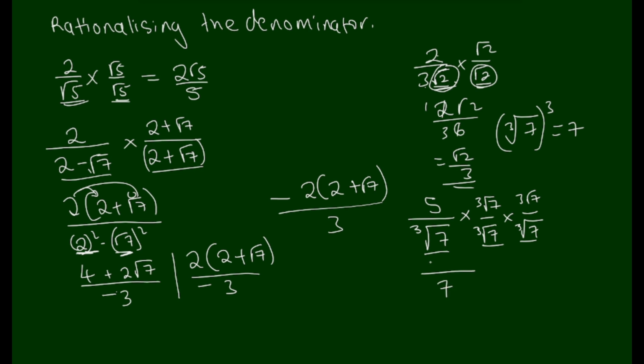Now the numerator becomes 5 times cube root of 7 squared, this part. Cube root of 7 squared is going to be cube root of 7, like this, and then squared. Now our denominator is rational, because it's an integer, or you can say natural number or whole number.